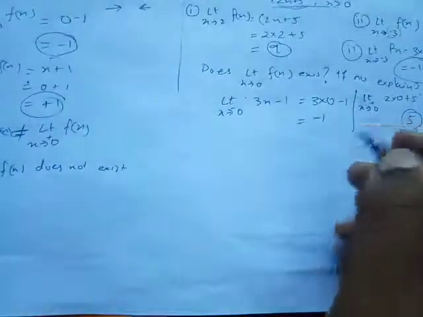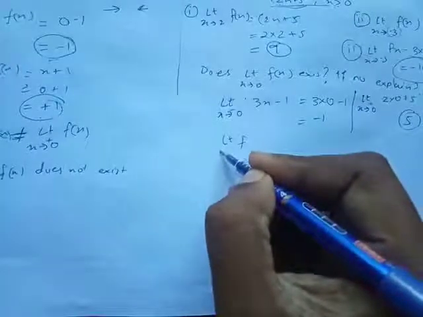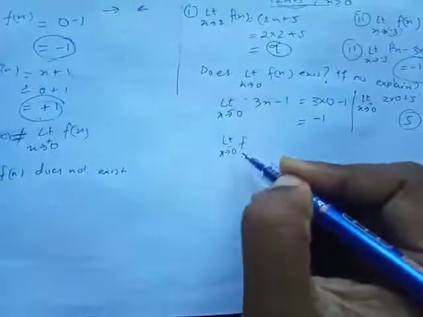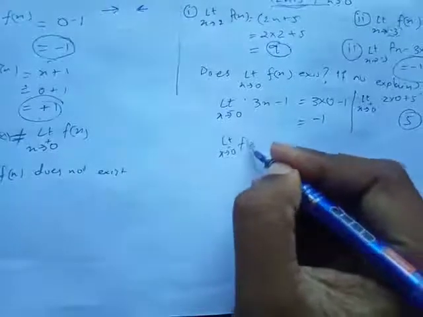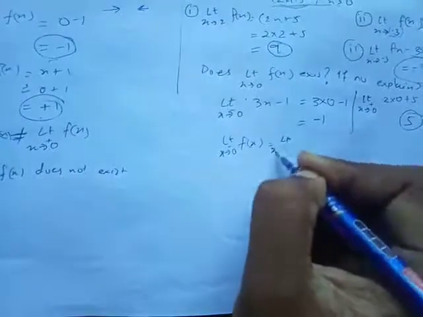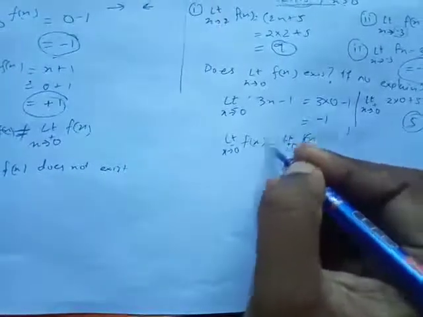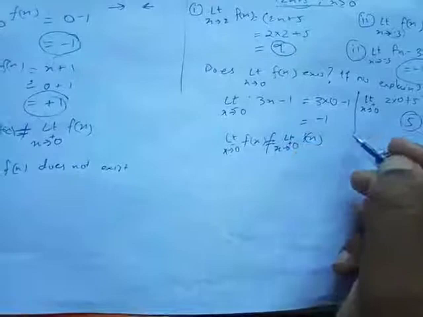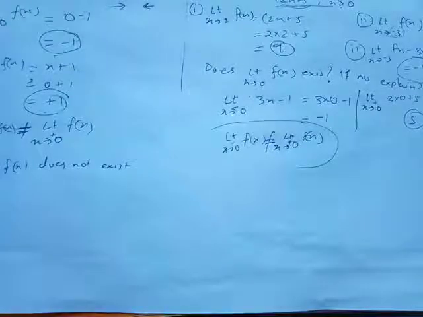So tell me one thing, is the limit as x tends to 0 from the negative side equal to the limit from the positive side of f(x)? I don't think so. It's not equal. So I'll say the limit does not exist for this, for x tends to 0. Okay, I hope I'm making myself clear.